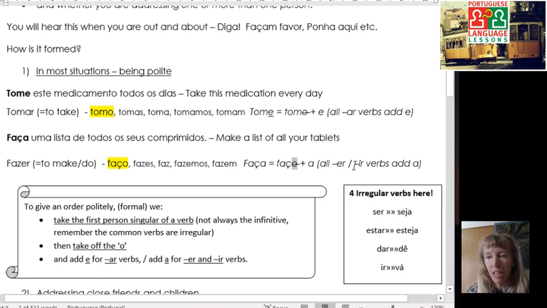So all of the ER and IR verbs add an A too. And it's worth remembering that all of the irregular verbs fall in the ER and IR verb category. So if you've got an irregular verb, it must have an A on the end to be the formal imperativo.